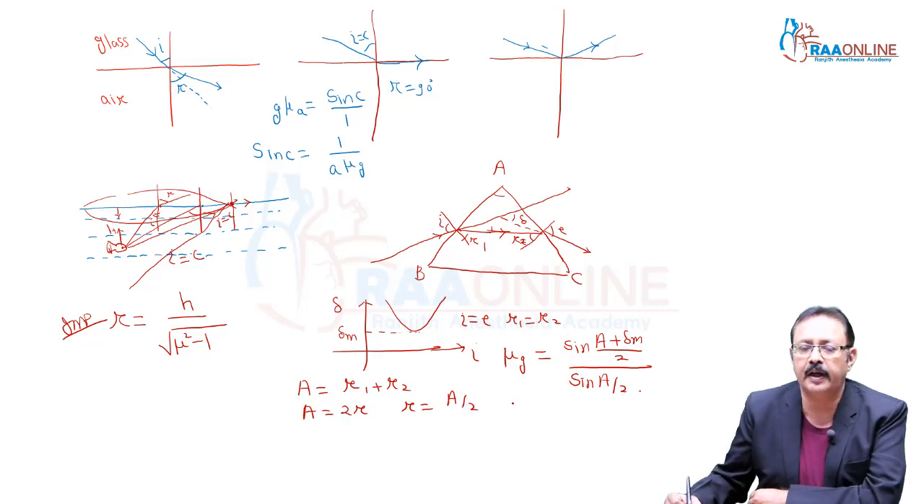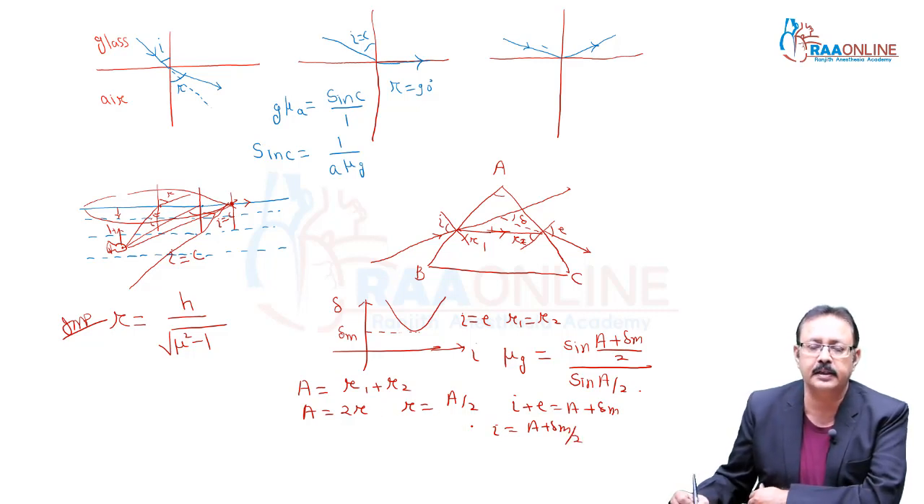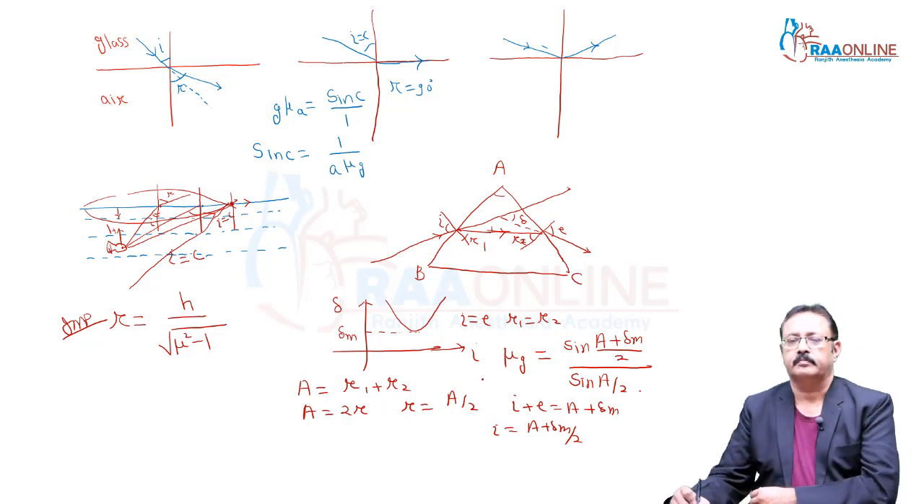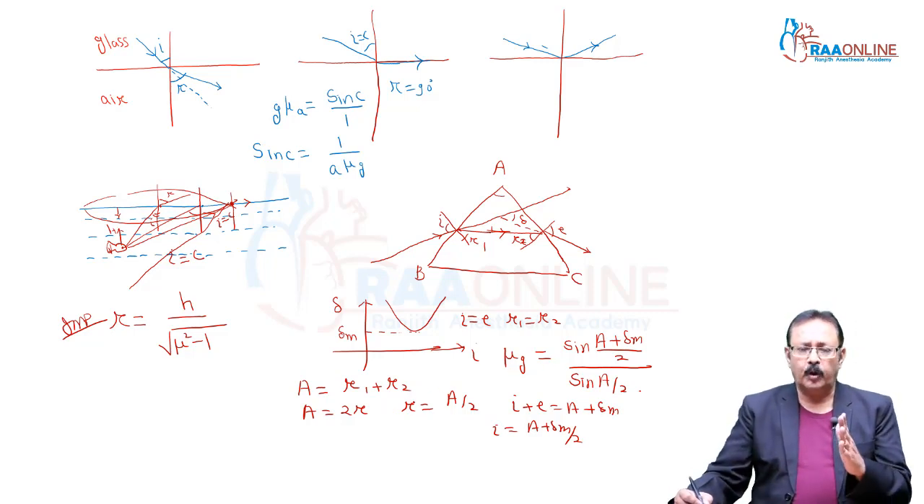And the relation between I, E, A and delta is I plus E is equal to A plus delta. At the time of minimum deviation, I and E are equal. So we are getting I is equal to (A plus delta m) by 2. Since sin I by sin R is equal to mu, we are getting this result. So it is an important result for the prism.